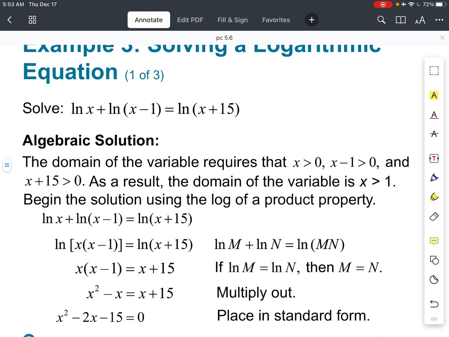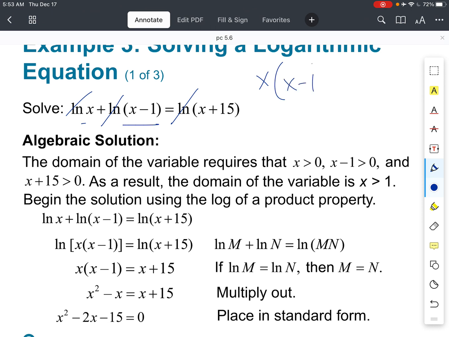Here in example 3, we have a natural log problem. Again, same kind of deal as a basic logarithm. This is just saying log base e, right? So that's all the natural log means. So here, we're adding within a logarithm, so I know that that's multiplication, right? And notice that the natural log is in all 3 pieces. So right now, I can drop it out. Okay, so I have x times x minus 1 is equal to x plus 15.